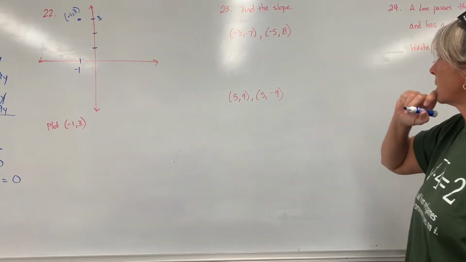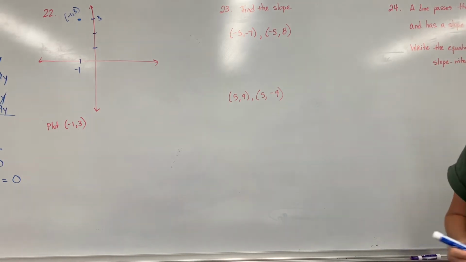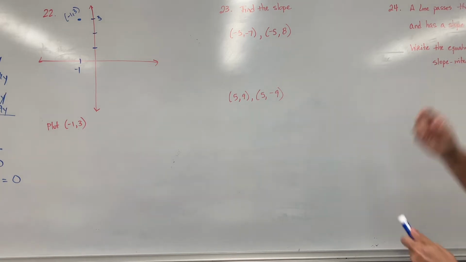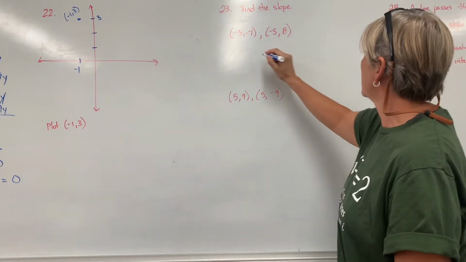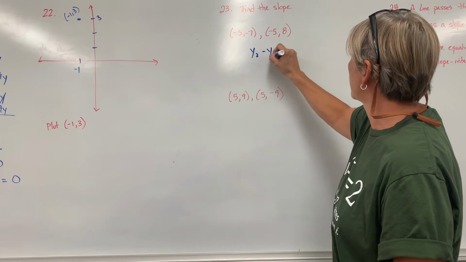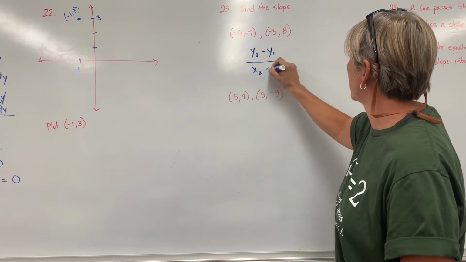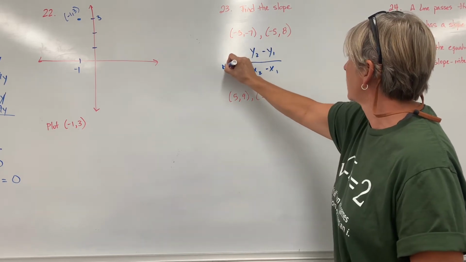So the formula for slope, wait, I feel like I wrote that down incorrectly. Let me just double check. Negative 5, negative 7, negative 5, 8, 5, 9, and 5, negative 9. Yeah, that's right. Okay. So the formula for slope is y2 minus y1 over x2 minus x1. That'll give me the slope.